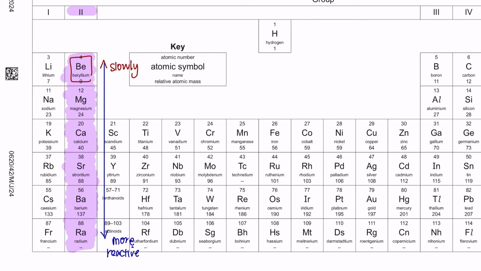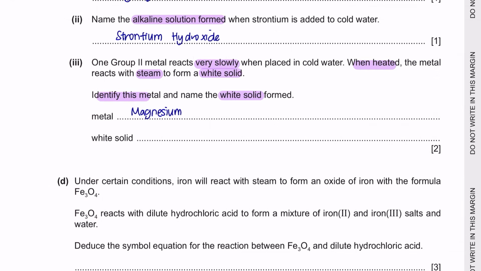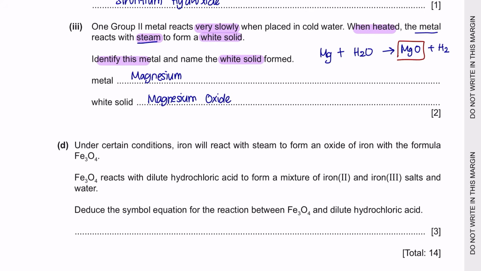However, beryllium does not react with water, meaning that the element which reacts with water very slowly would be magnesium. So the metal is magnesium. And when heated, the metal reacts with steam, which is H2O, and it will form magnesium oxide with hydrogen gas. So magnesium oxide is the white solid formed.